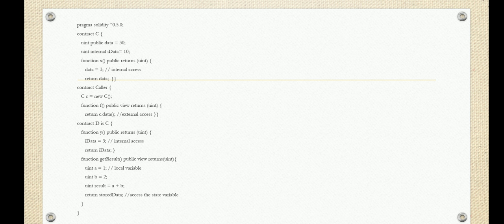So this is one smart contract that can be used to illustrate the different scopes of a variable. Here we have used the scopes public, internal, as well as private.